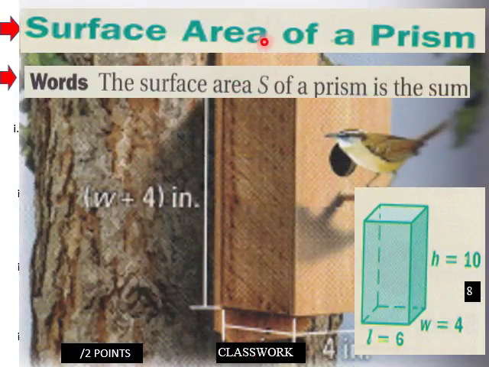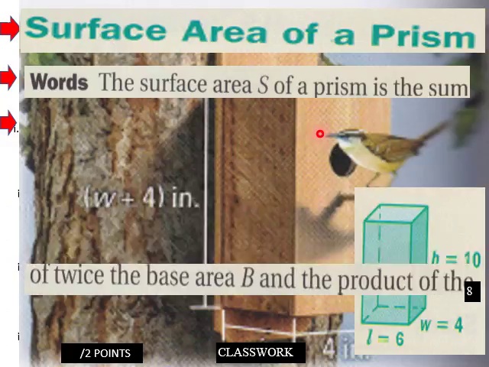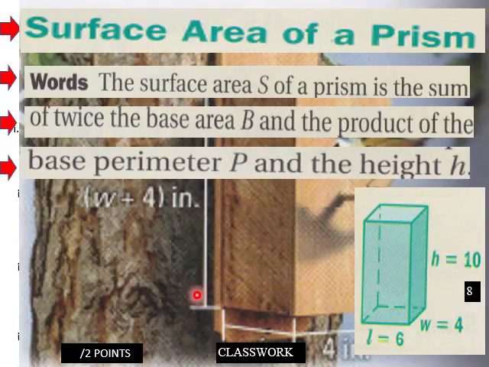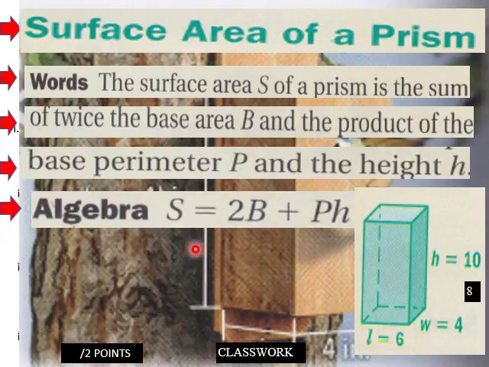So the surface area S of a prism is the sum of twice the base area, so twice this, and the product of the base perimeter, which would be around this length here, times H, which would be 10 here. So we have widths here. Width here is 4, it'd be 4 times 4, if it's a box, I'm not sure. Oh, length here is 6, so it'd be 2 times 6 and 2 times 4. So how do they do that?